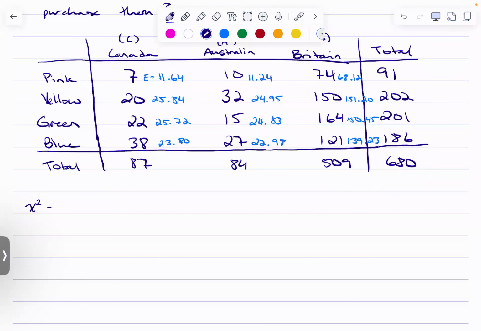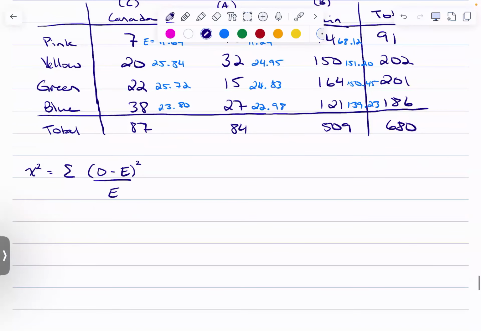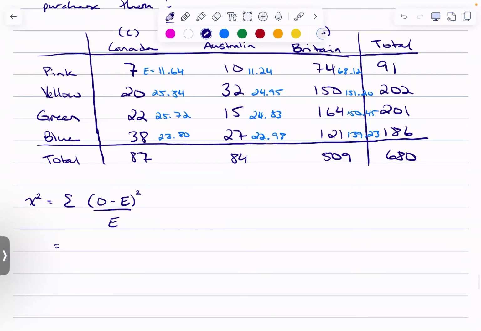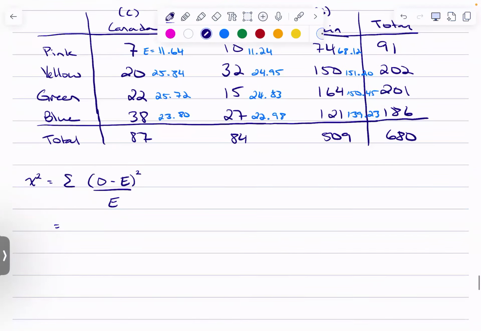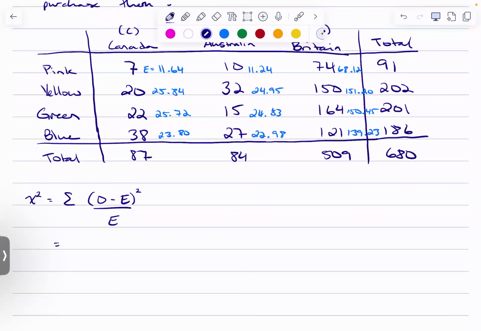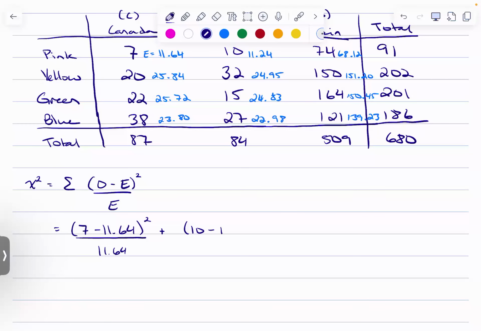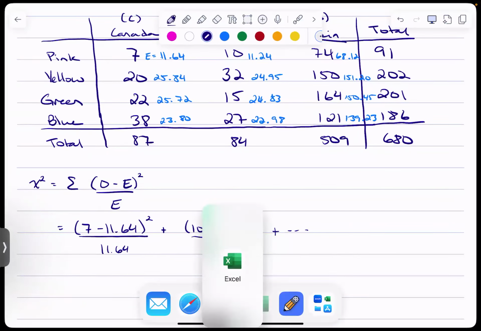Now my chi-squared is the sum of the observed minus the expected squared over the expected, which is going to look like seven minus 11.64 squared over 11.64, plus 10 minus 11.24 squared divided by 11.24. I don't want to do this. And now I bust out the big guns.